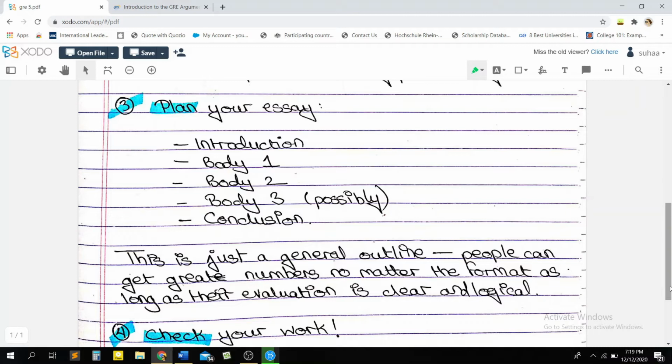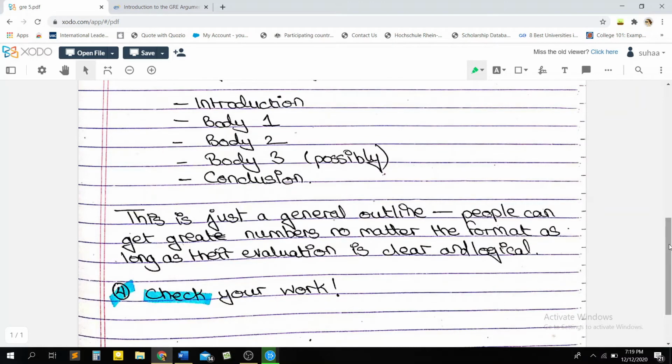So this is a general essay structure. You're going to start off with an introduction, many body paragraphs, 2 is a little less, I recommend 3 if you can, and finally, you're going to have your conclusion. This is a very general outline. In the GRE, there is no fixed outline. So as long as your essay is logical and it evaluates the argument really well, then you're all good to go. So this is the third step, and finally when you're done writing, what you have to do is check your work.